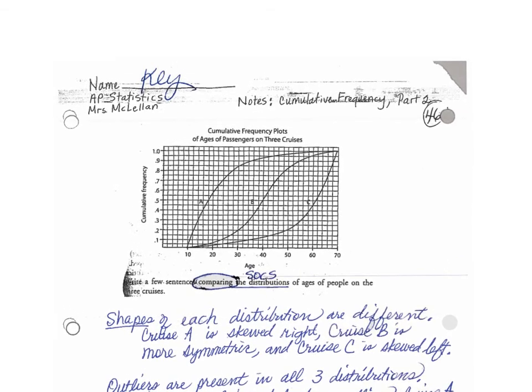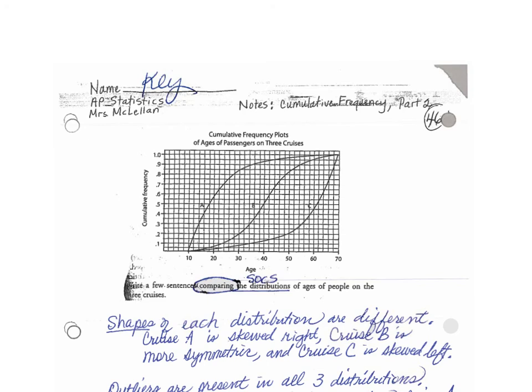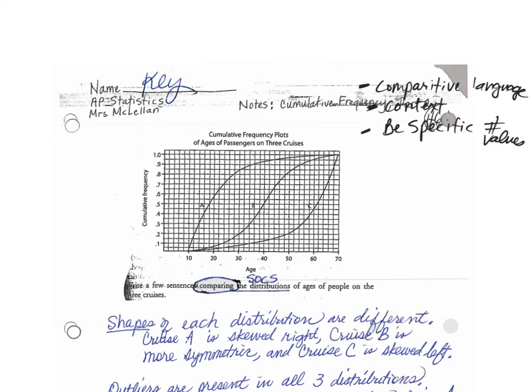So a couple things I want you to keep in mind when you do a comparative SOX. Make sure that you use comparative language. Make sure that you bring in context as much as you can. This is a problem about cruises and the ages of the people on the cruise. And then finally, be specific. Put in specific numbers of the values. Okay, so let's see how I did that.